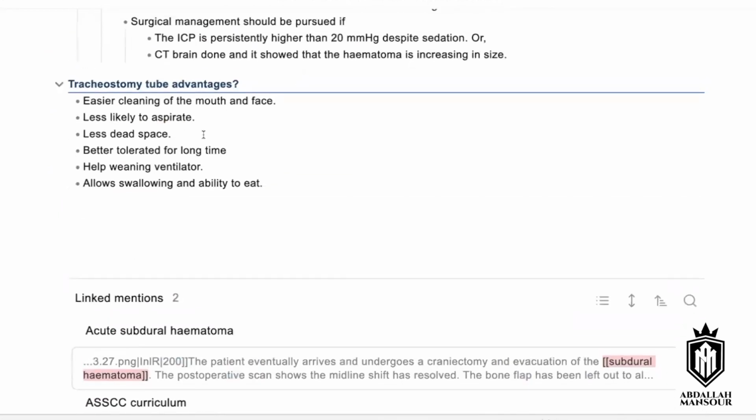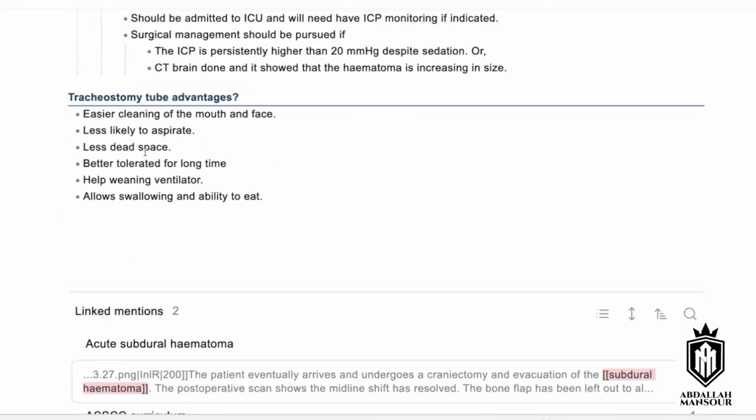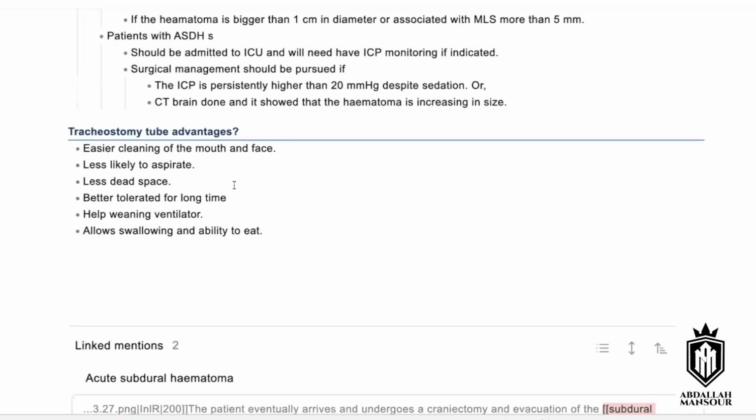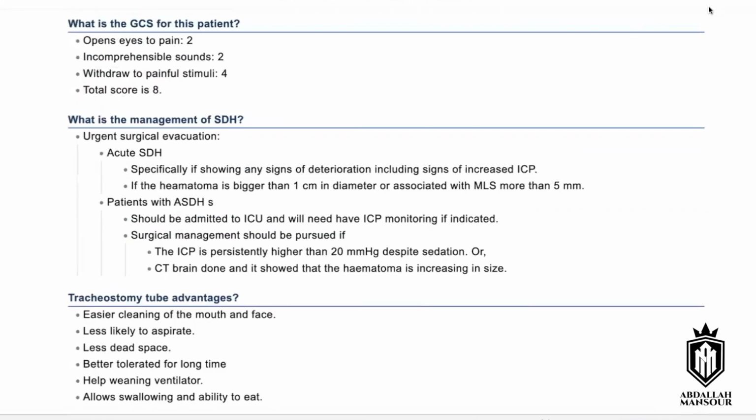So in terms of that, it's easier to clean. You want to mention that as well. Less aspiration, like I said, less dead space, and better tolerated by the patients, and helps weaning from the ventilator and allows swallowing and the ability to eat. Okay, that's fine.